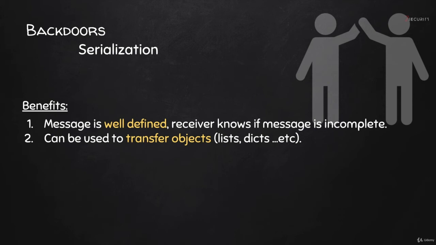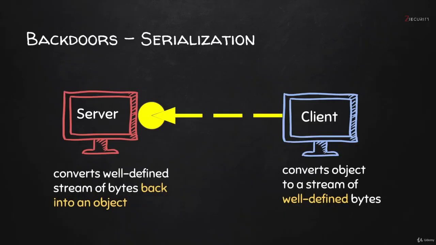It also has an added benefit, which is that it basically allows us to send data structures. So it allows us to send lists or dictionaries through our connection, which is something that we can't do right now. We can only send text, we can only send strings. Now, the way that serialization works is basically the client converts the object or the message to be sent to a stream of well-defined bytes.